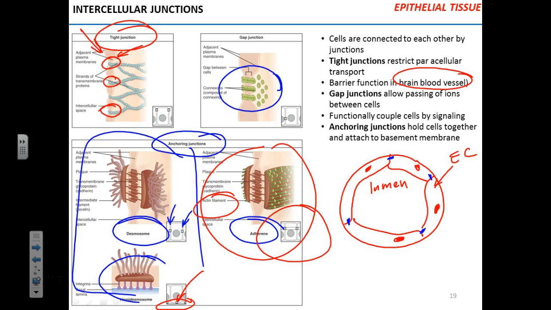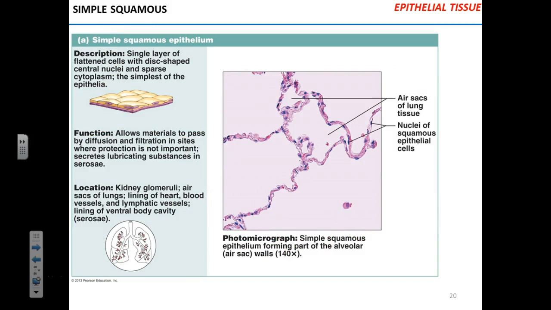Okay. Understand the functional differences between gap, tight, and anchoring junctions. What do they do? Okay? Now, we're going to talk about individual types of tissues. First, we're going to start with the simple epithelium, and we're going to talk about simple squamous.